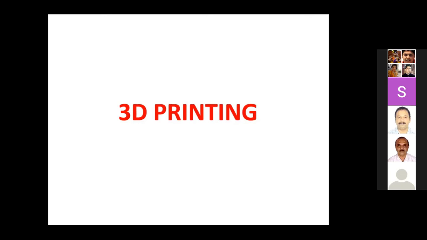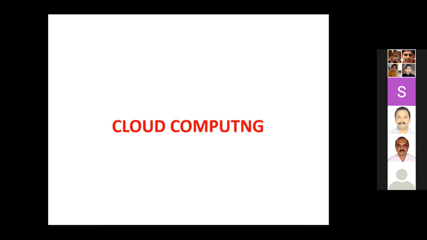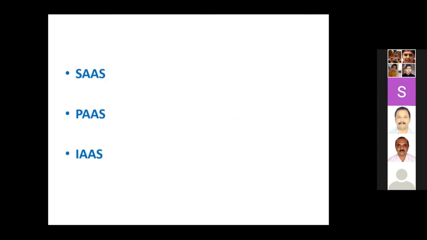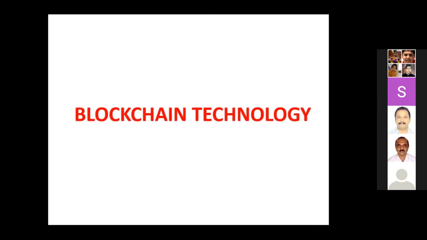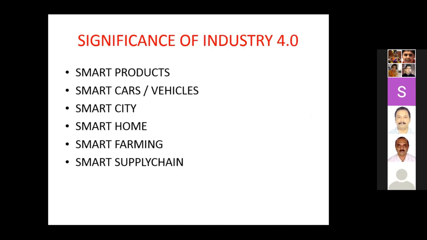Then simulation; everybody is aware of cloud computing, software as a service, platform as a service, infrastructure as a service. These are the offerings of cloud computing. Then blockchain technology, the digital ledger. You can explore this technology as well. It works in tandem with other technologies. Wherever security is required, you can cross-check whether blockchain can be integrated with the technology. This is the significance of Industry 4.0, that is, smart systems.